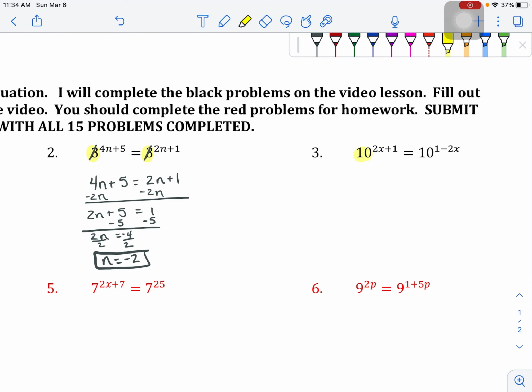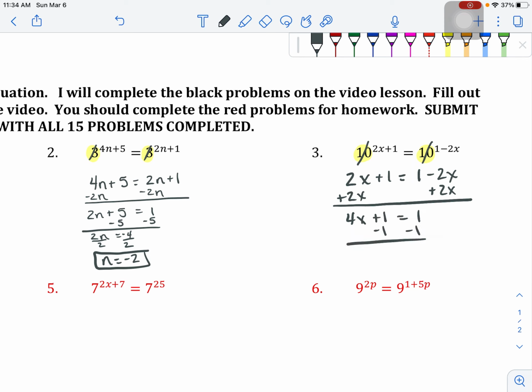And the third one. Bases are the same, so we're good to go. I'm going to cross those out and say 2x, oops, not an n, plus 1 equals 1 minus 2x. Bring your x's together. 4x plus 1 equals 1. Subtract 1. 4x equals 0. Divide by 4, you get x is 0.